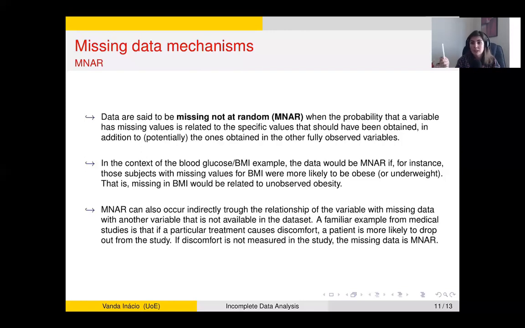And so basically, data can be missing not at random because the probability that a value is missing depends on the missing values themselves, or because the variable with missing values has a relationship with a variable that was not measured at all in our data set.